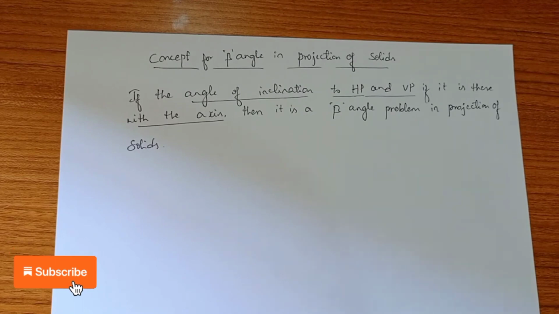The same concept is related to the prism and pyramid also. You have to see that if the angle of inclination is given with the axis for both HP and VP, then it will be a beta angle problem in the projection of solids. The same concepts hold good for prism, pyramid and cone.